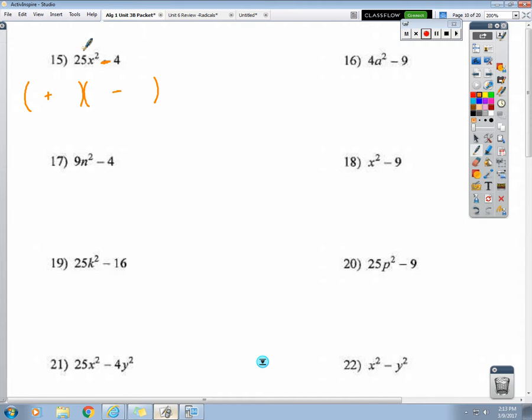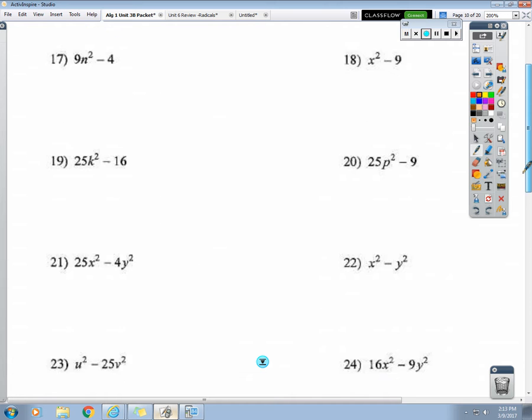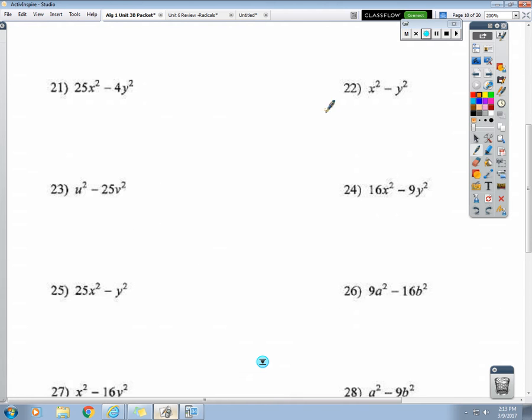To get 25x squared, can't you just do 5x times 5x? And to get 4, can't you just do 2 times 2? See how they're almost the exact same binomial except for the signs? That'll happen anytime you're dealing with a difference of 2 squares. Okay, so let's try 21. We have a difference, and then both of those are perfect squares. And everybody knows what I mean when I said perfect squares, right?